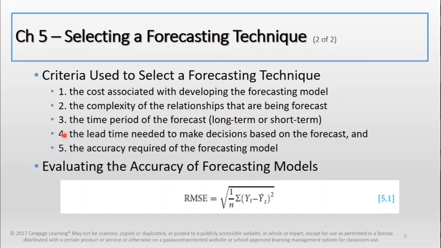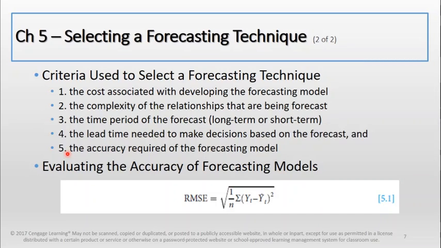So there are instances wherein you need an immediate forecast already, while there are some that you have a lot of lead time, or you don't need to get the results of the forecast right away. So there can be more time to gather data and so on and so forth. And lastly is the accuracy required of the forecasting model. So these are the criteria used to select a forecasting technique.